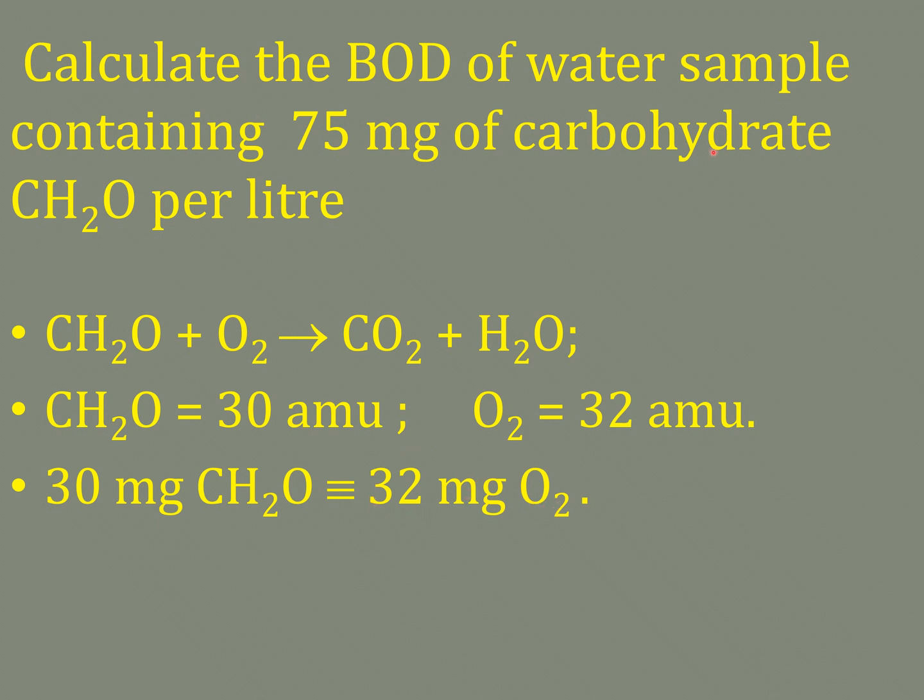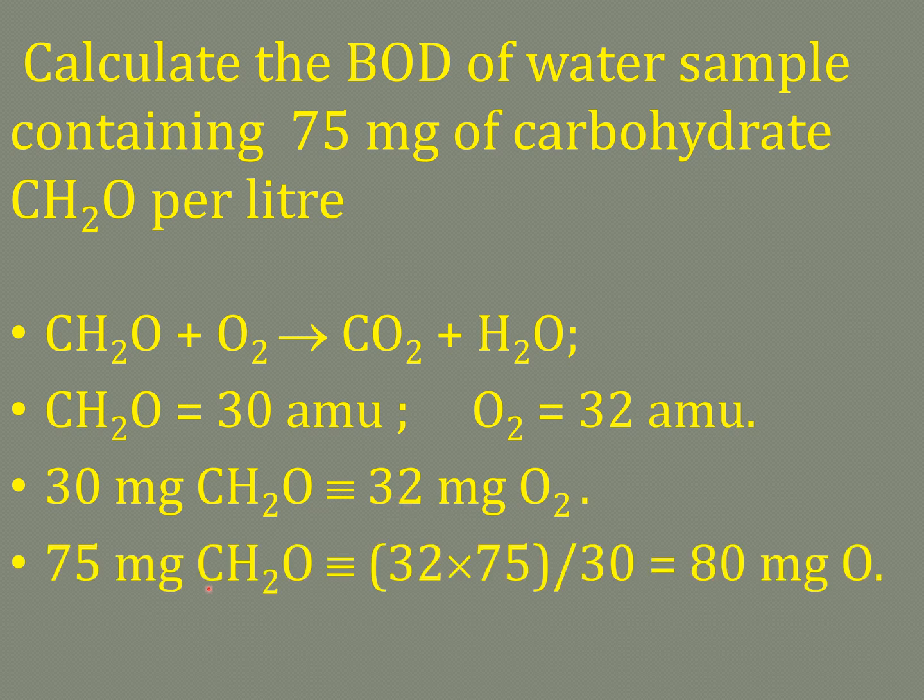What is the question asked? What is the BOD for 75 milligrams of CH2O? Easily we can find from this equation. If 30 milligrams of CH2O demands 32 milligrams of oxygen, 75 milligrams of CH2O will demand 32 by 30 into 75, that is 80 milligrams of oxygen. So the BOD of 75 milligrams of CH2O is 80 milligrams per liter, or 80 ppm.